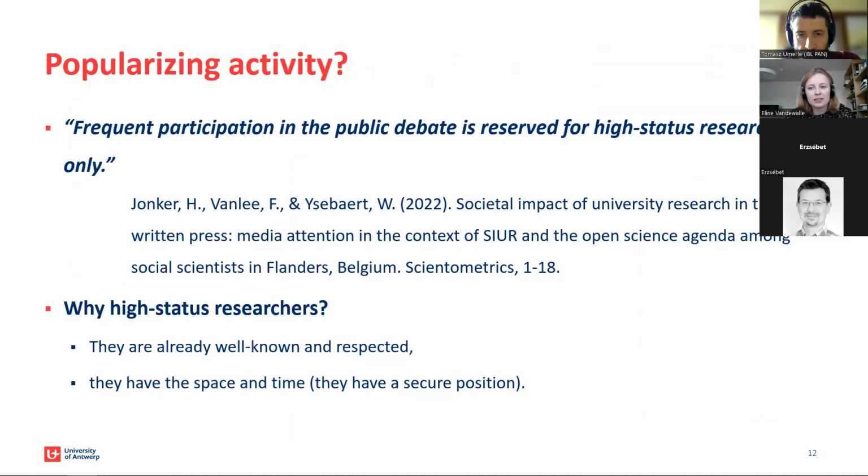There are also other studies that have looked at the public intellectual as a sort of category of academic. For example, in this study about the attention in the written press to academics, it was found that a small subset of academics actually get a lot of the media attention. And where they say frequent participation in the public debate is reserved for high status researchers only. And I guess this is also something that we kind of see a little bit in this public library bestsellers.